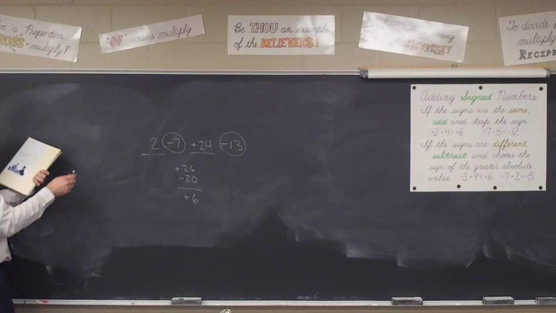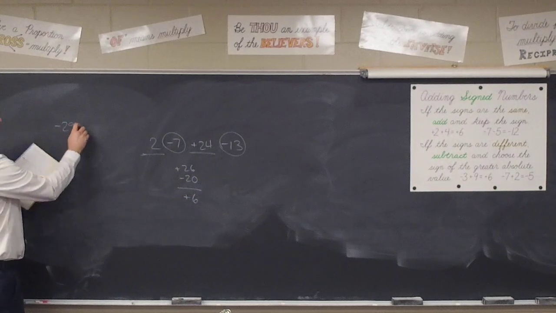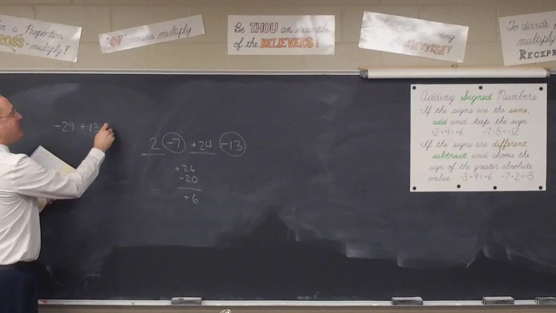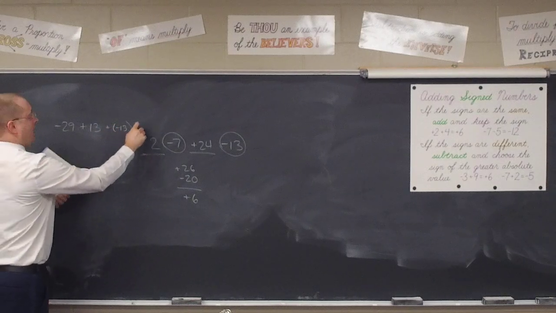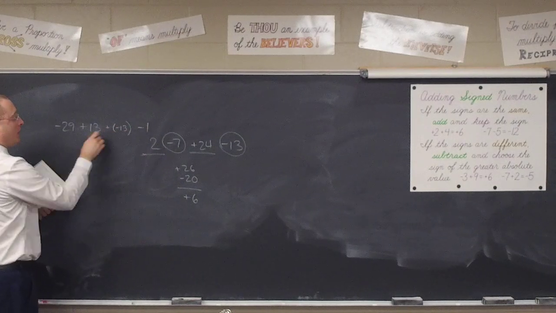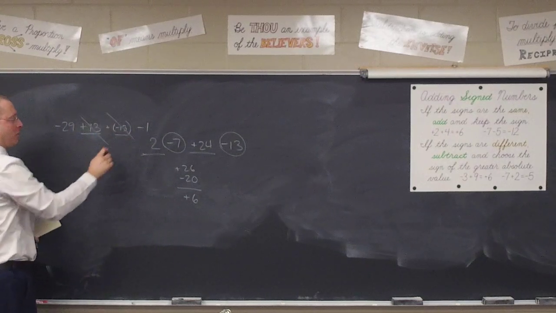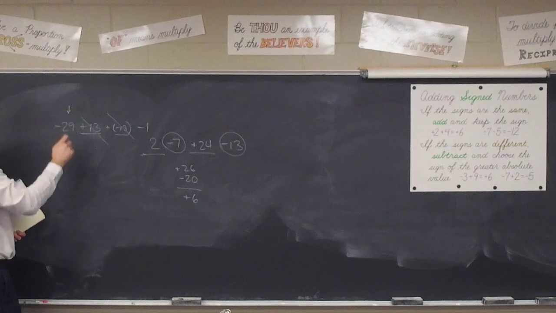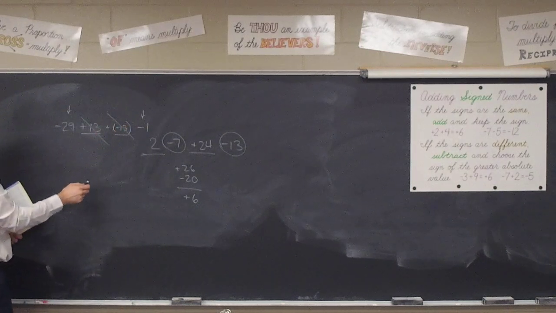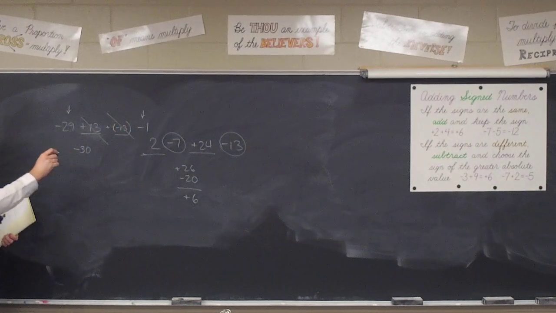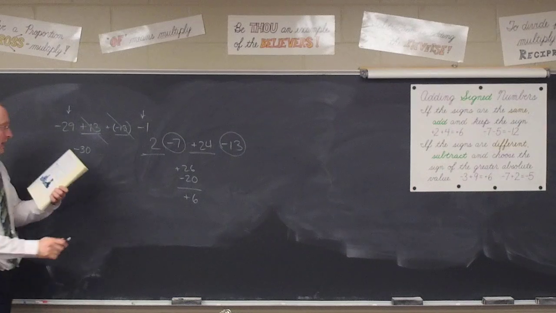Look at the previous problem. We have a negative 29, a positive 13, and then immediately a negative 13 and a negative 1. Well, what do we know about positive 13, negative 13, class? They're going to cancel anyway. So really think of this as negative 29, negative 1, negative 30. Does that make sense?